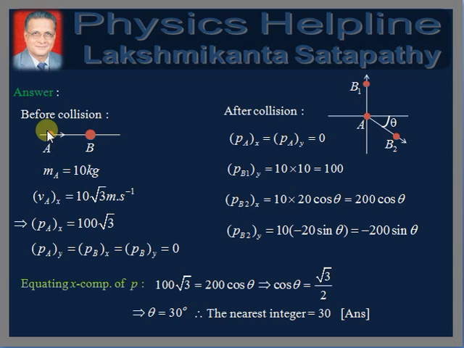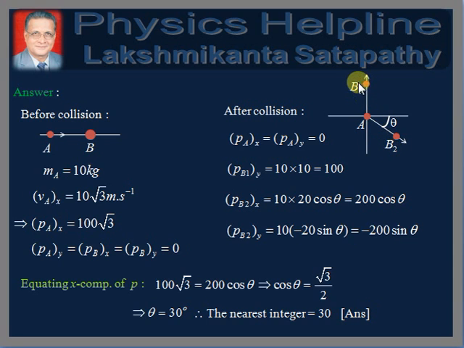And we observe that A is moving along x-axis, it has got no motion in the y direction, therefore PAy is 0. And B is also completely stationary, no motion, therefore linear momentum of B in x direction as well as y direction will be equal to 0. This is before collision. Now after collision, we observe that A comes to rest. Therefore, linear momentum of A along x and also along y will be equal to 0. And B disintegrates into two equal pieces.